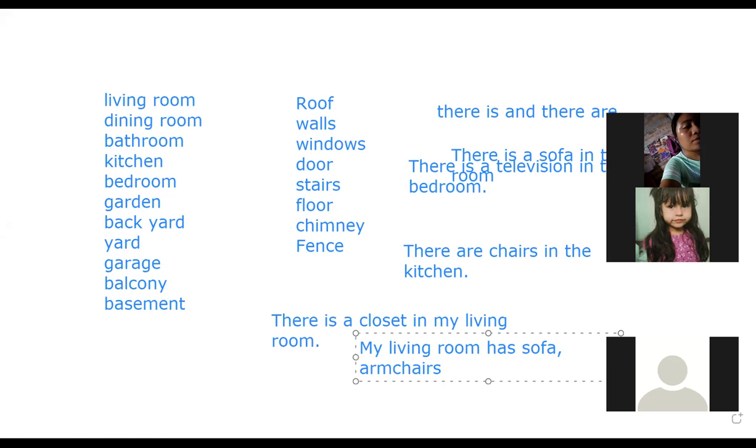Armchairs. Television. Interesting. Which one? Can you please repeat? Okay. My living room has sofa, armchair, television, and windows. Okay, excellent. De esa manera, ¿verdad? Decimos qué es lo que tiene nuestro cuarto, ¿verdad? ¿Qué hay?